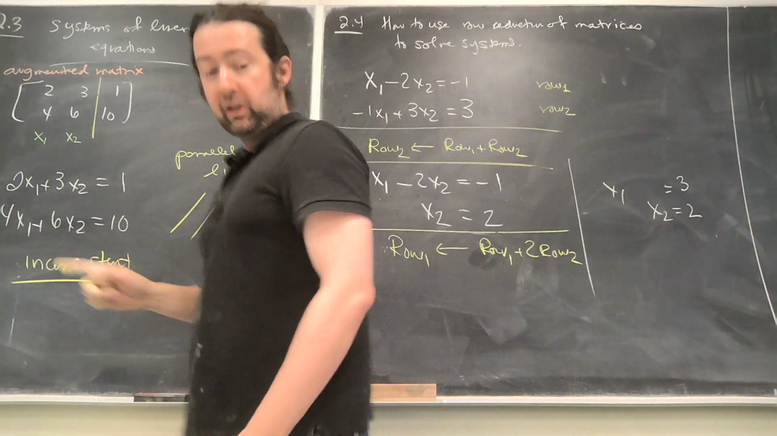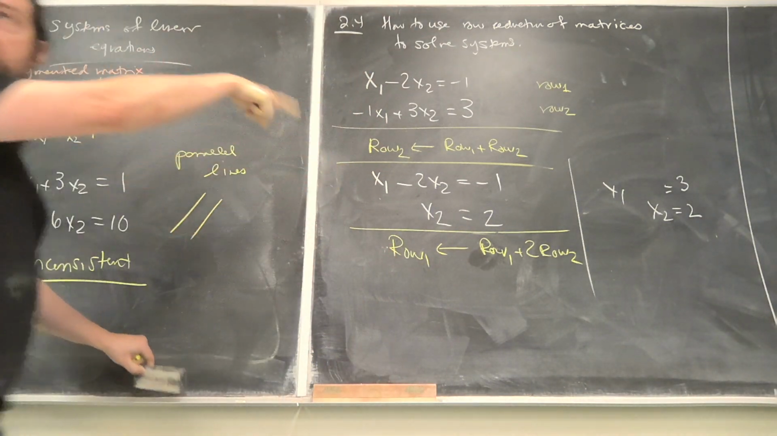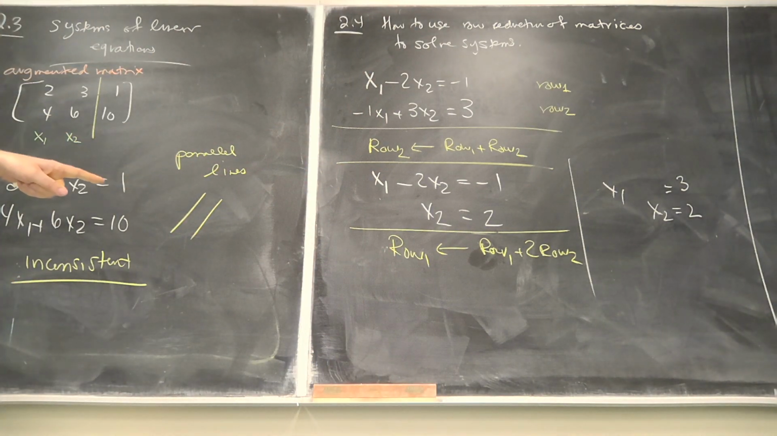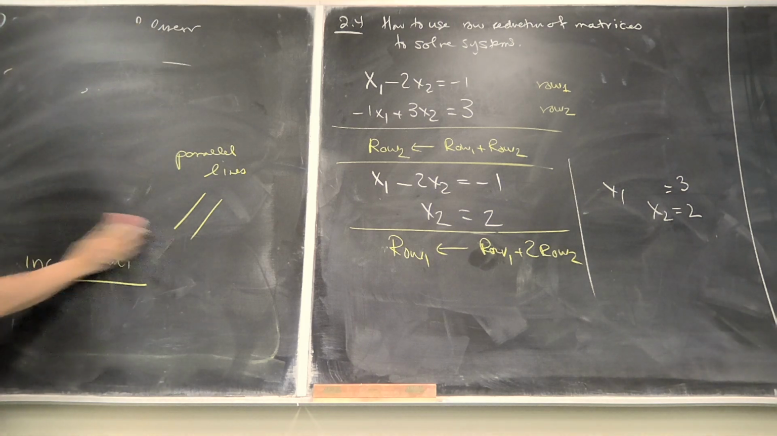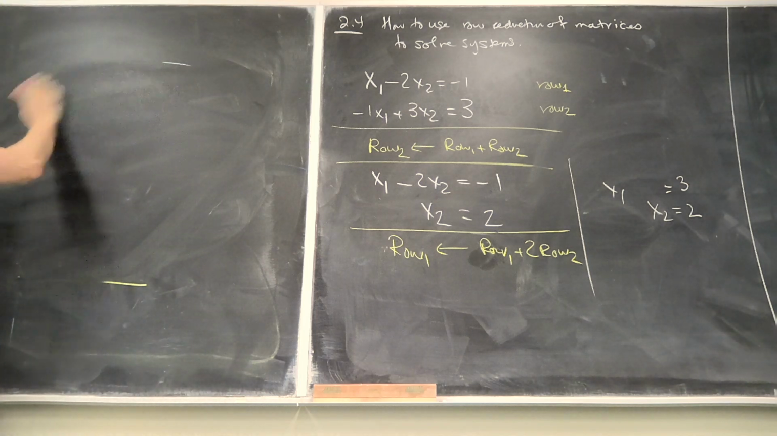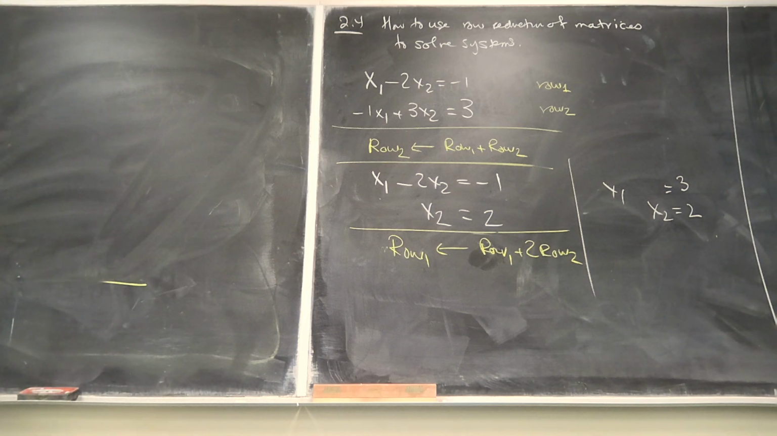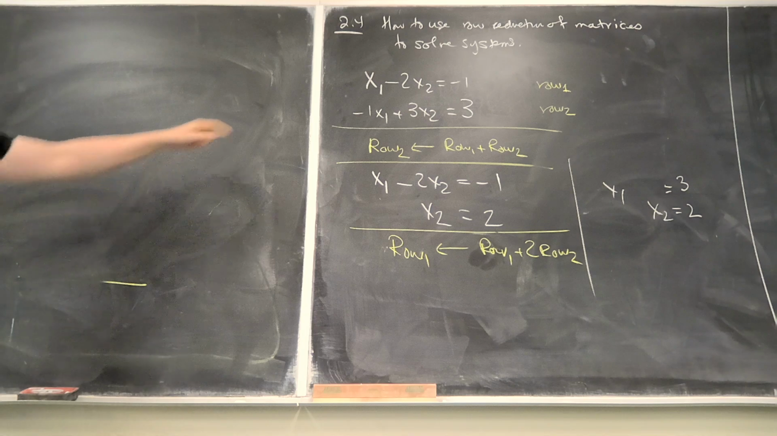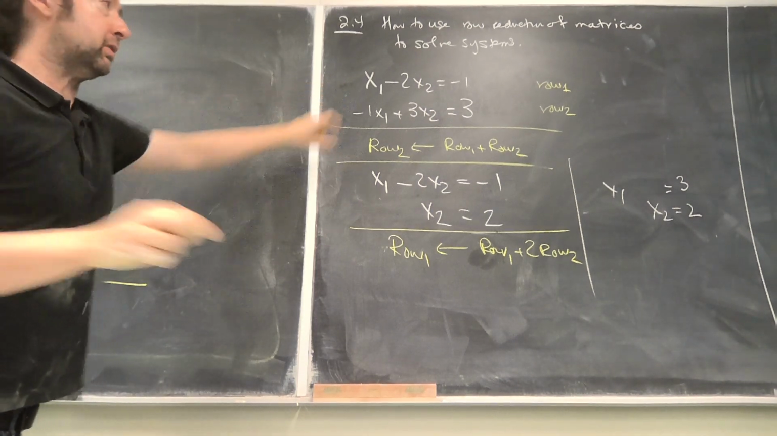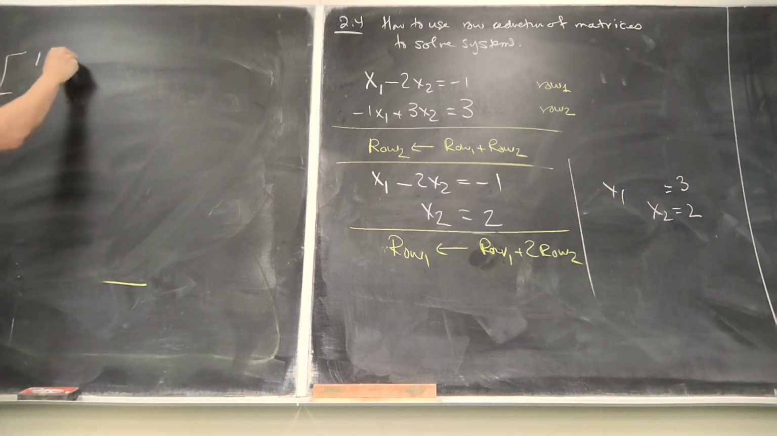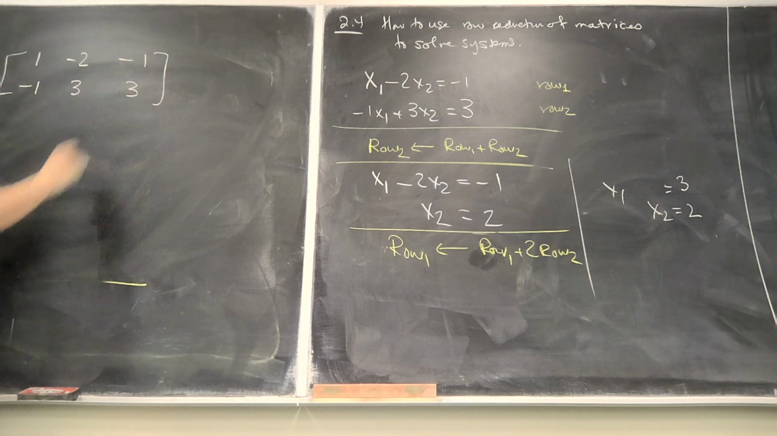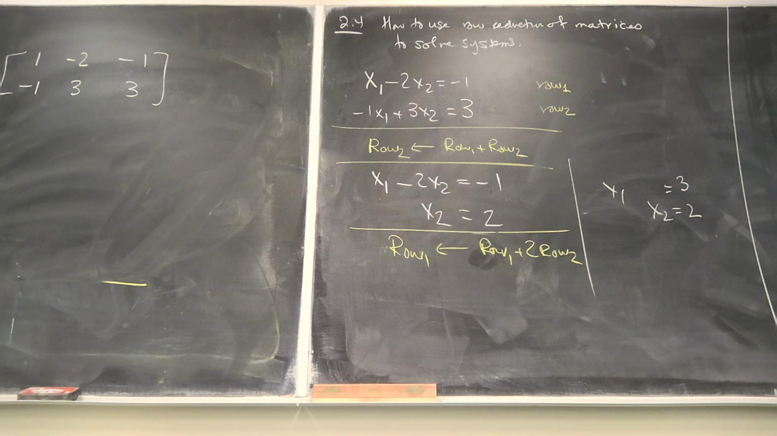So the observation I want to make here is there's nothing novel about what I did except the way I'm organizing it. And the only reason I'm organizing it this way is I can do exactly the same thing to the augmented matrix that represents that system. So if I had started with this but in the augmented matrix form, I would have started with this. 1, minus 2, minus 1, minus 1, 3, 3. That represents that system of equations. If you like, I'll put the line in.